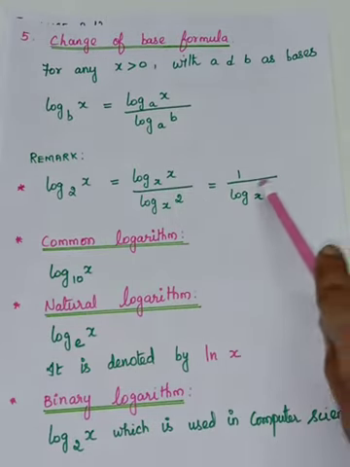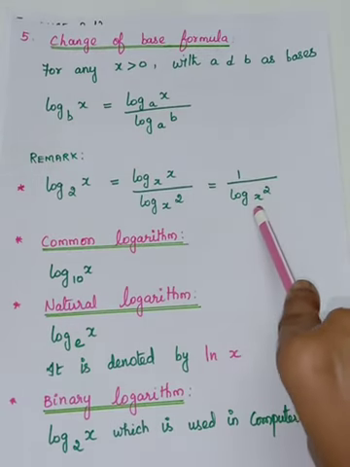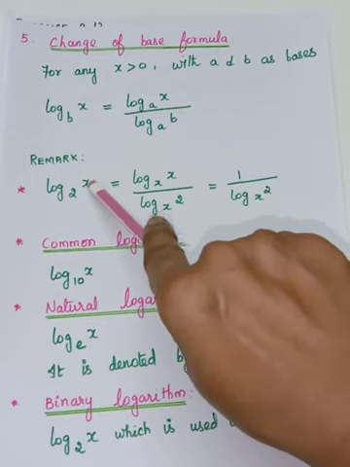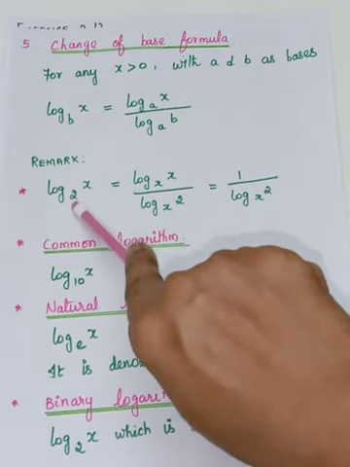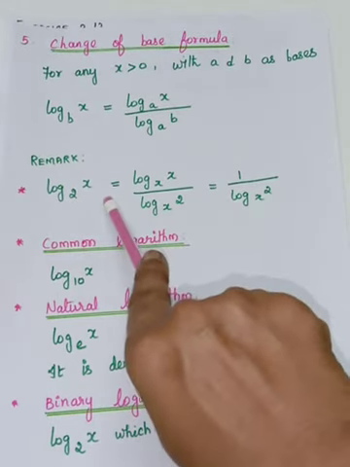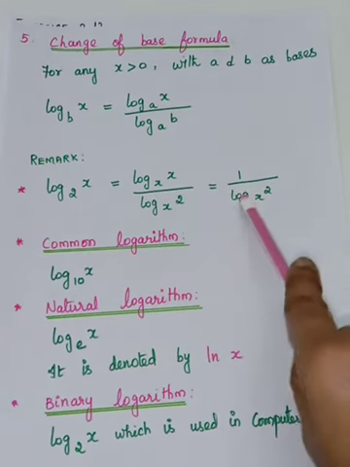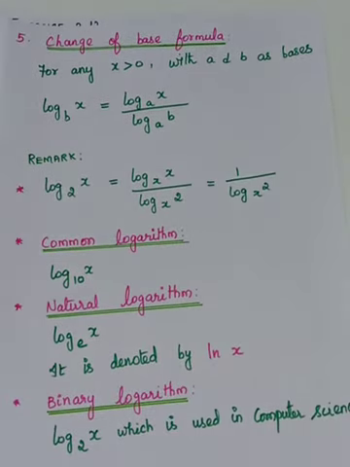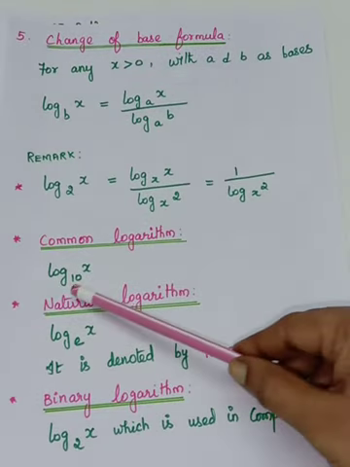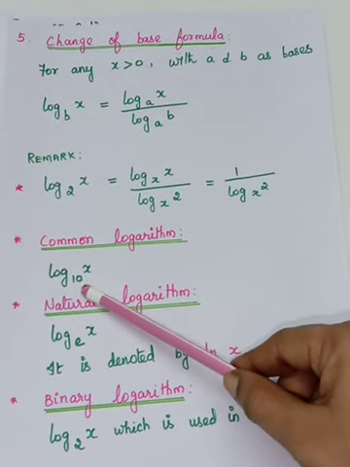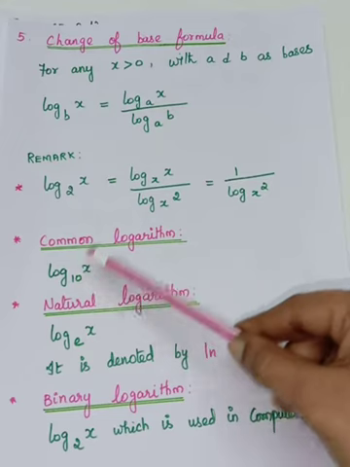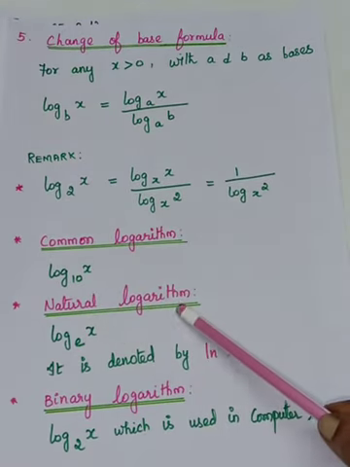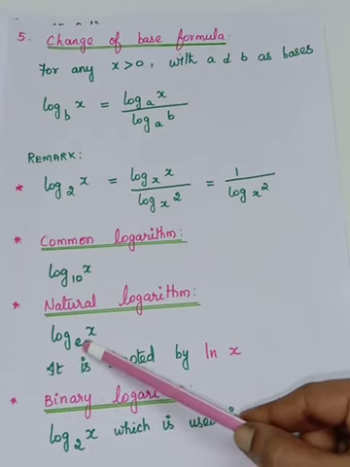So 1 divided by log 2 to the base x. If you want to interchange this number as the base, how will the answer be written? 1 by log 2 to the base x. We can change it. The common logarithm is the one where the base is 10; log x to the base 10 is called the common logarithm.